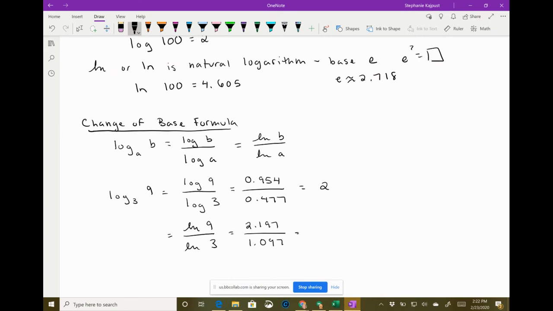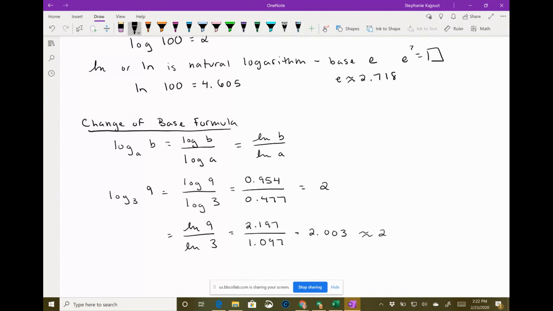2.197, 1.097. And so this one didn't come out exactly. It came out to 2.003, but it's basically 2. It would come out to 2 exactly if I entered it in my calculator exactly as natural log of 3 divided by natural log of 9. If I didn't round, you do get exactly 2. But if you do end up rounding, it will be close but not perfect. But you do get the same answer using either one of these.